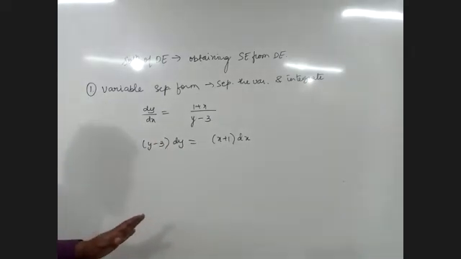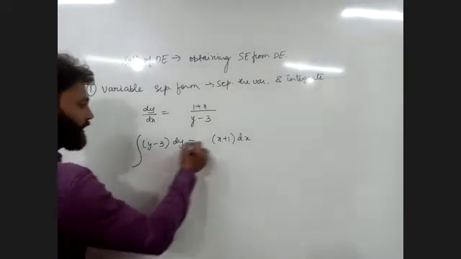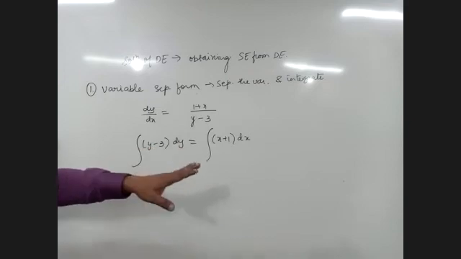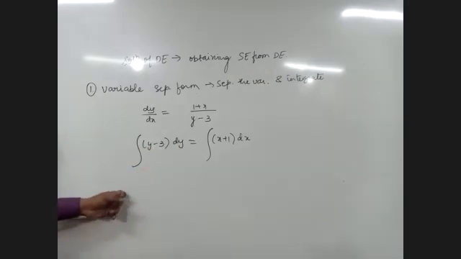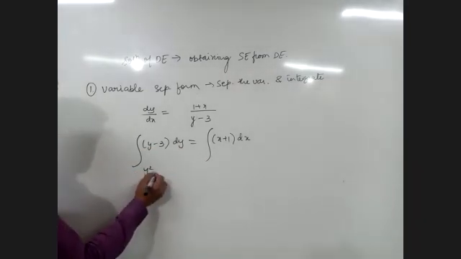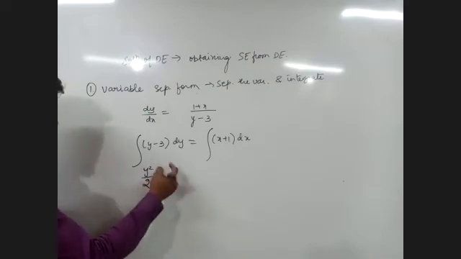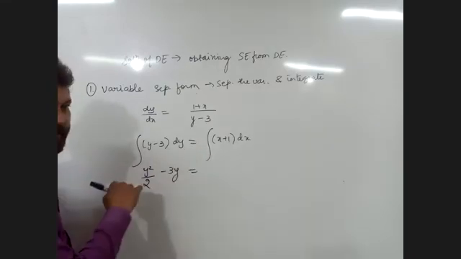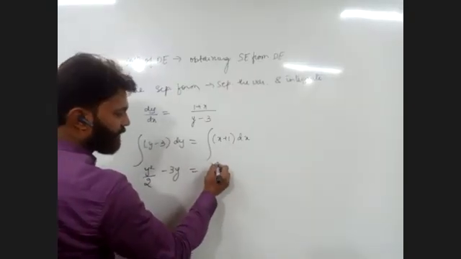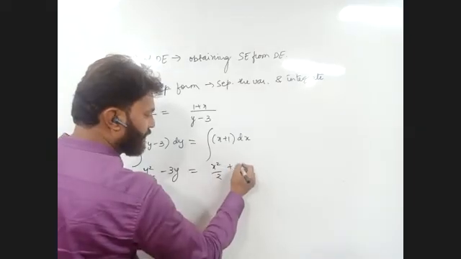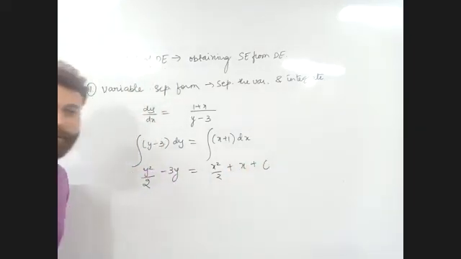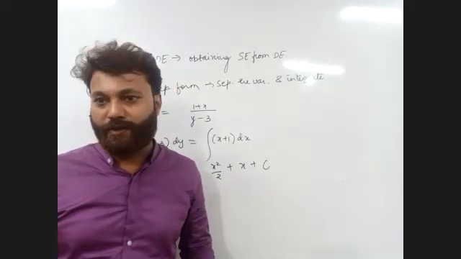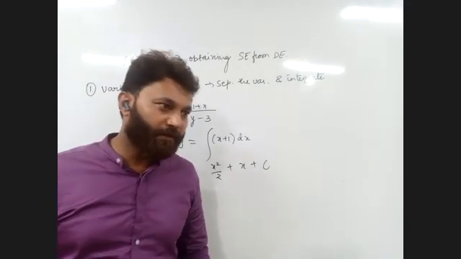Once the variables are separated, simply integrate both the sides. Simple integral. Integral of y square upon 2, integral of 3 minus 3y. हमने c यहाँ पर नहीं लगाया क्योंकि यहाँ पर भी integrate करना है. Integral of x square upon 2, integral of 1, x plus 3. The differential equations have got two types of solution: general solution and particular solution.